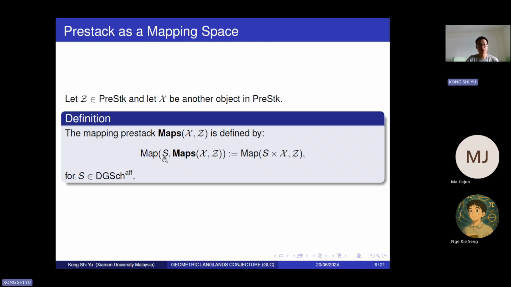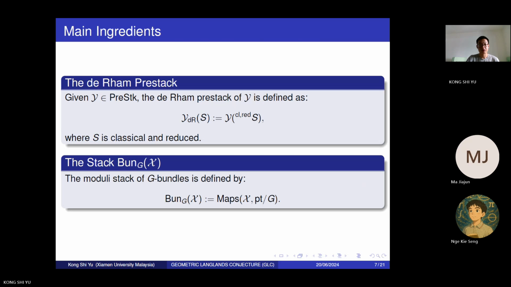And once you put this into the mapping prestack, it actually produces a new prestack, and it's defined as the fiber product between X and this X. This is very important for us to define the main ingredients for our GLC, which we will see later. And as I mentioned, the de Rham prestack is defined as follows.